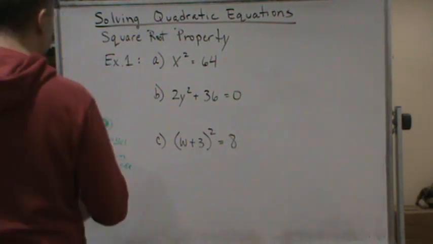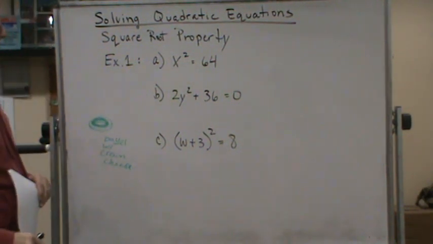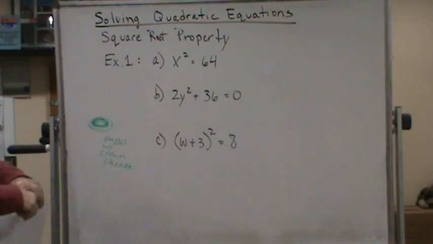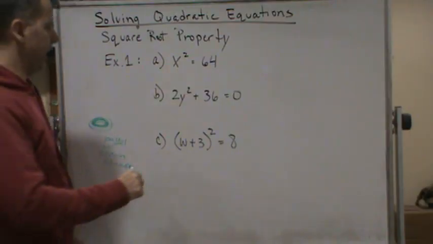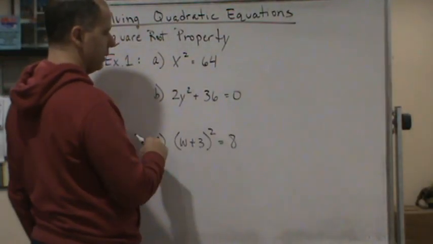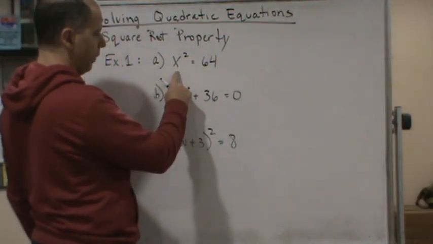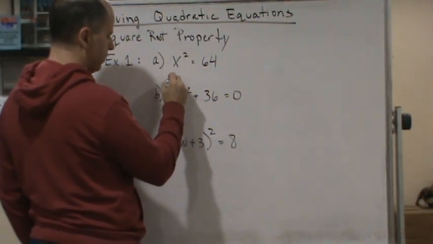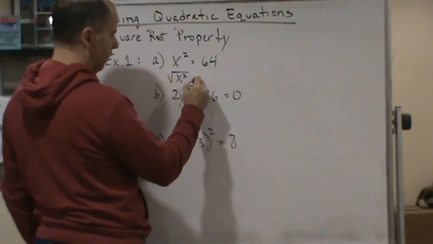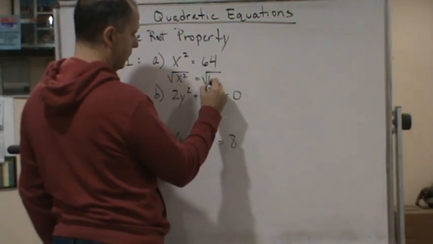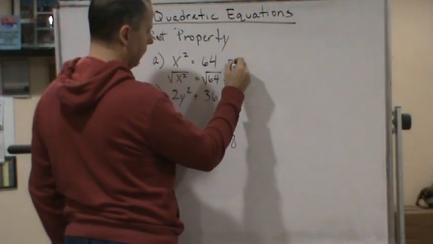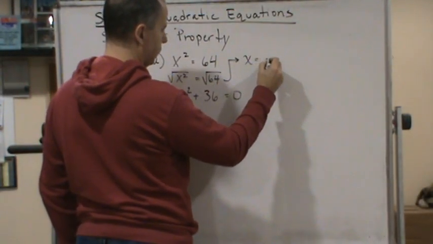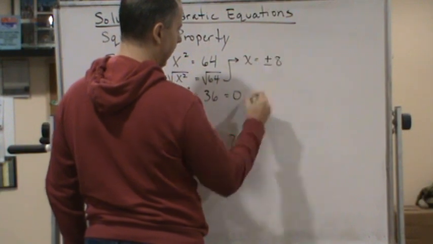All right, welcome. And now we're going to do some examples here of using the square root property. So if we look at A, we've got x squared equals 64. So at this point we could just take the square root of both sides. And if we do that, we take the square root of x squared and the square root of 64. And that gives us what? X is equal to plus or minus 8.